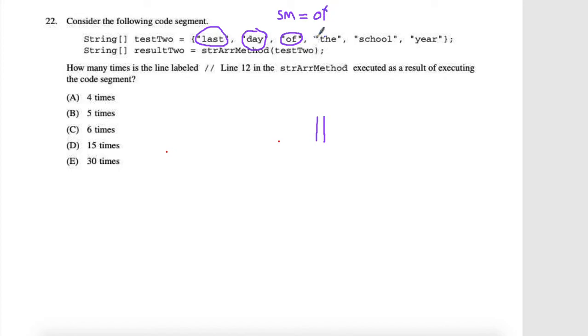All the rest of the words in this array, none of them are shorter than of. We will never get to line 12 again. And then we're now done with the inside loop. We go back to the outside loop and increment it by 1 again. So now j becomes 1 and k becomes 2.